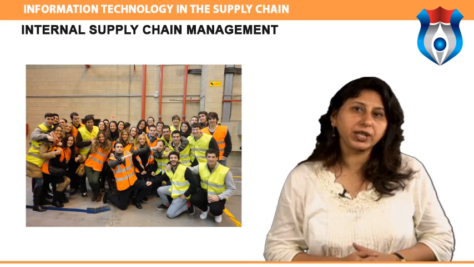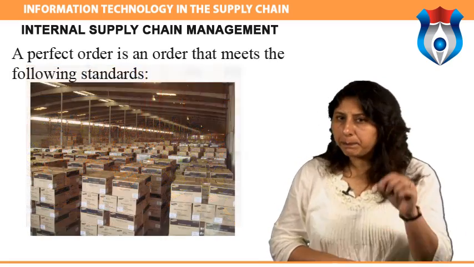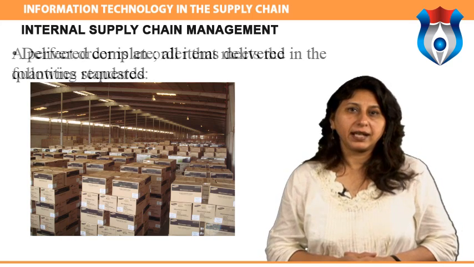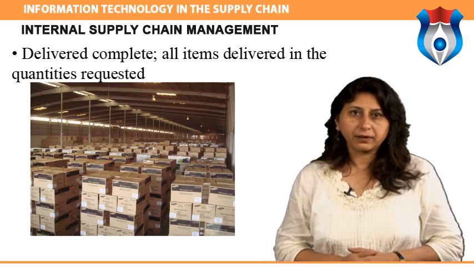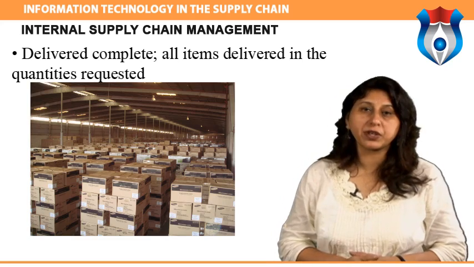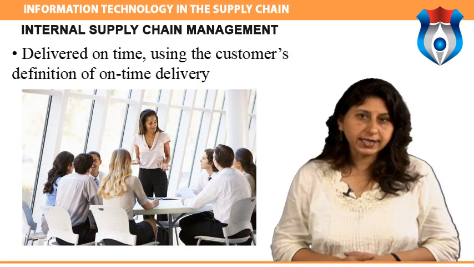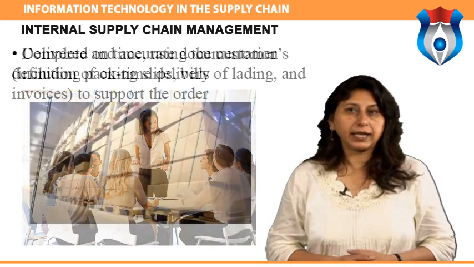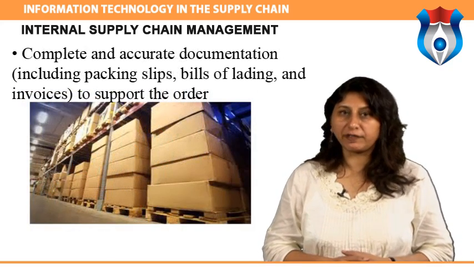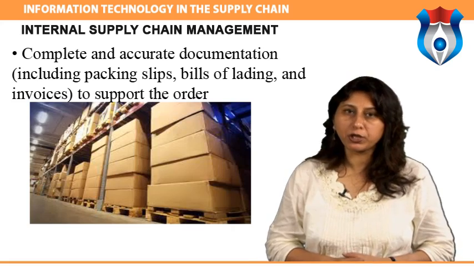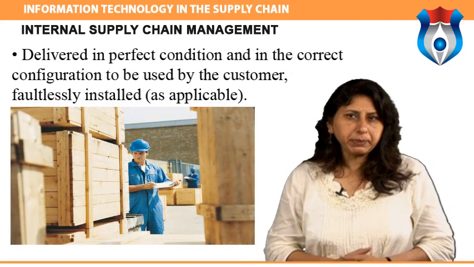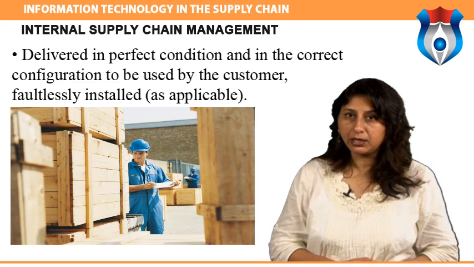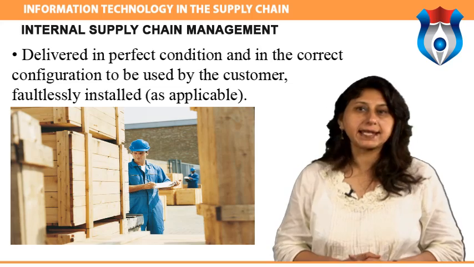A perfect order is an order that meets the following standards: delivered complete, all items delivered in the quantities requested, delivered on time using the customer's definition of on-time delivery, including packing slips, bills of lading, and invoices to support the order, delivered in perfect condition and in the correct configuration to be used by the customer, faultlessly installed as applicable.